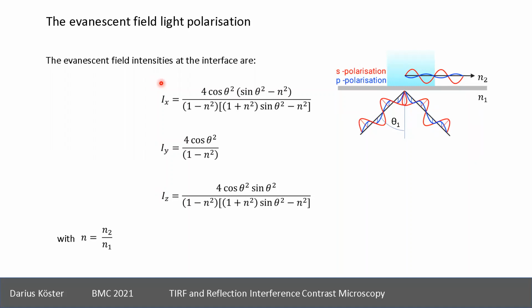Okay. So if you look at the intensities of the evanescent field, we see now that in the X component, you'll have a bit of a complicated term.